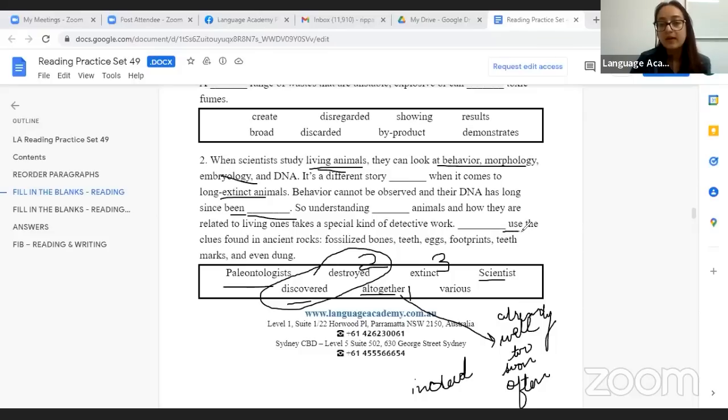The verb they have written is without S. That means we need the subject with S. So the answer will be paleontologist, because scientist is without S and it cannot be the answer. The combination has to be: a plural noun comes with a verb without S, and a singular noun comes with a verb with S. One of them has to be plural. So "scientists use", both without S, is impossible according to grammar. That's why the answer will be paleontologist.